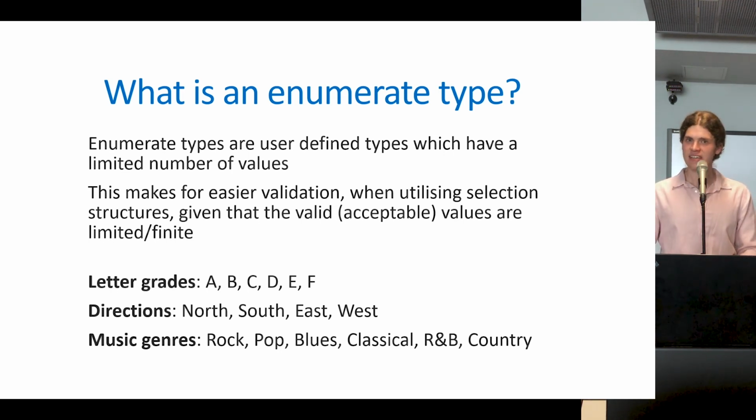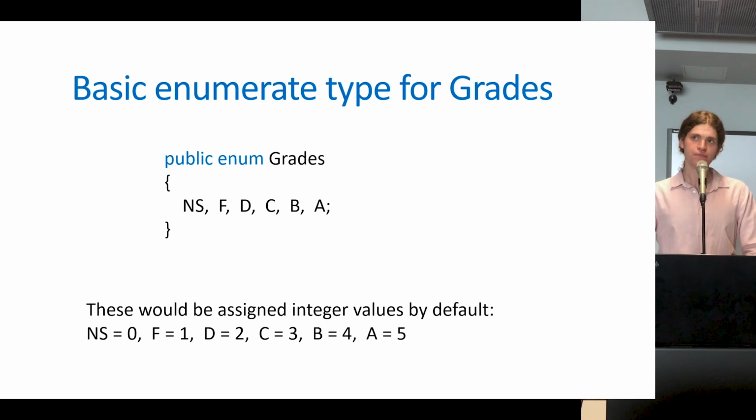Okay, so any group of data or items which have a limited defined number of values lends itself quite nicely to creating an enumerate type for that. So how do we do that? Well, we can define what looks to be similar to a class.